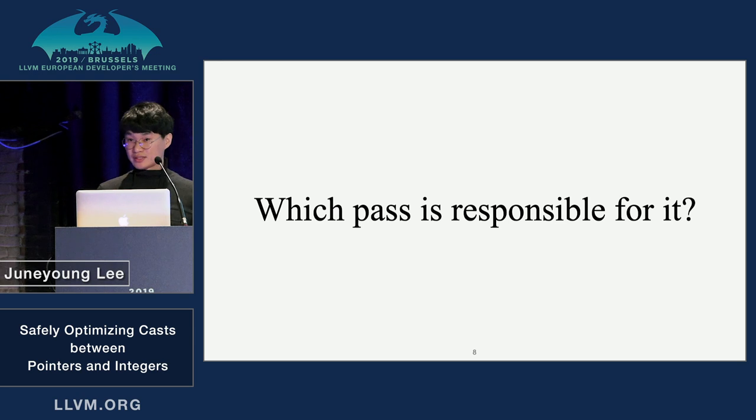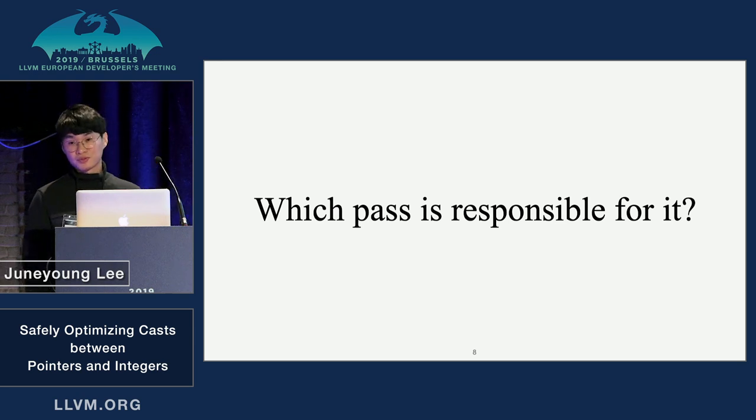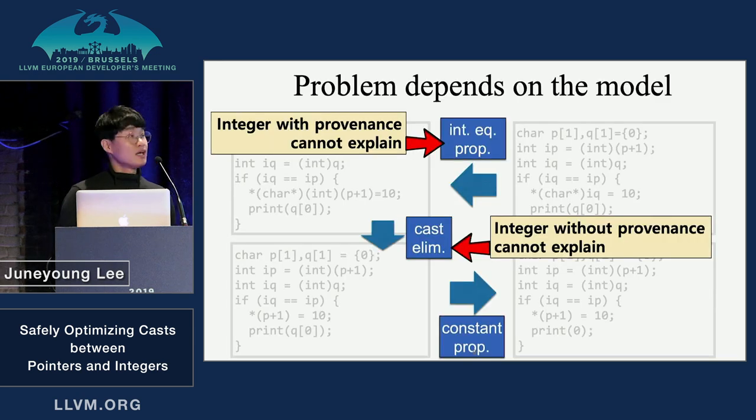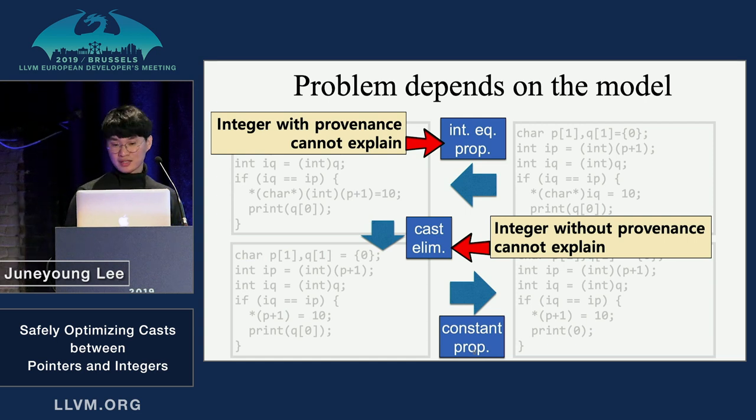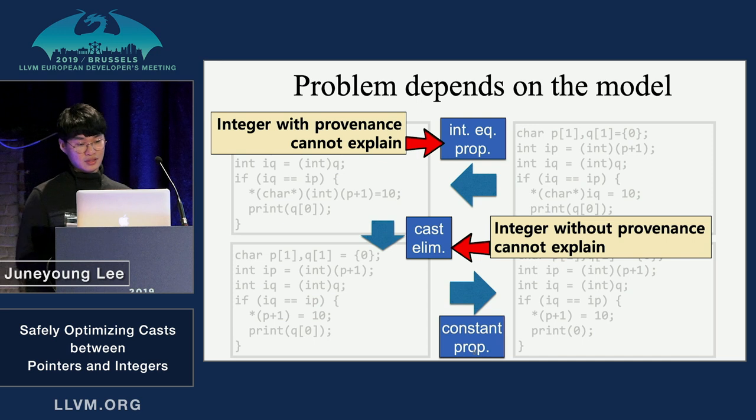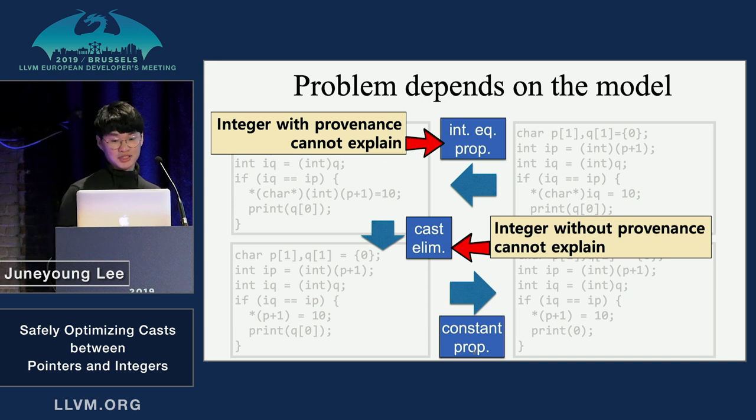So which pass between these three passes is responsible for the miscompilation? Our observation was that it depends on the model of integer. If integer does carry provenance, then we cannot explain integer equality propagation. On the other hand, if integer does not carry provenance, then we cannot explain cast elimination. So let me explain why.